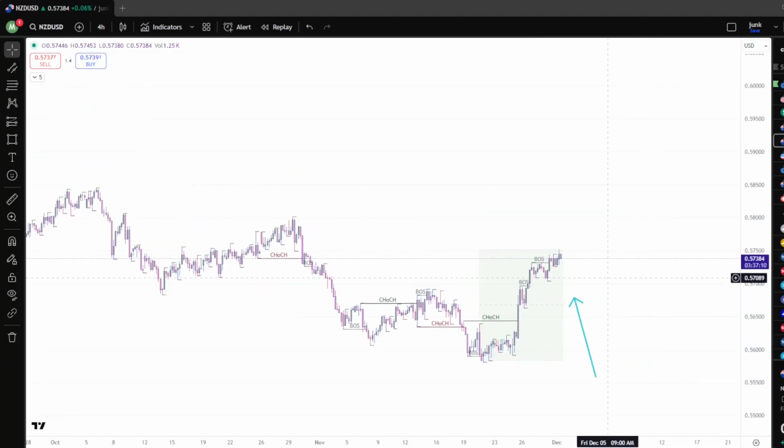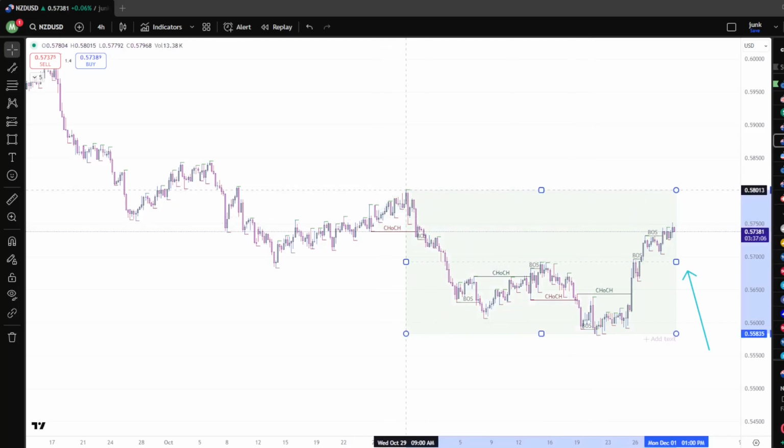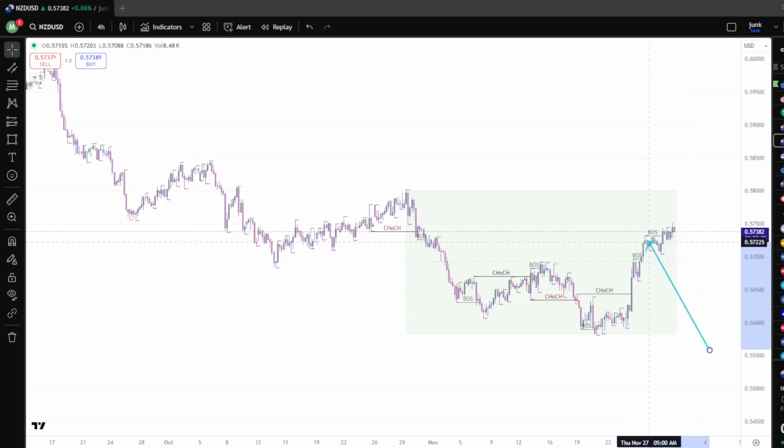I'm just waiting to see if it can take out this high in order for me to change my bias and have this range, the swing structure, be bullish. So waiting to see if this momentum can continue to pick up and push prices past this high in order to see any type of retracement and then continue price higher if the dollar continues to get weaker.